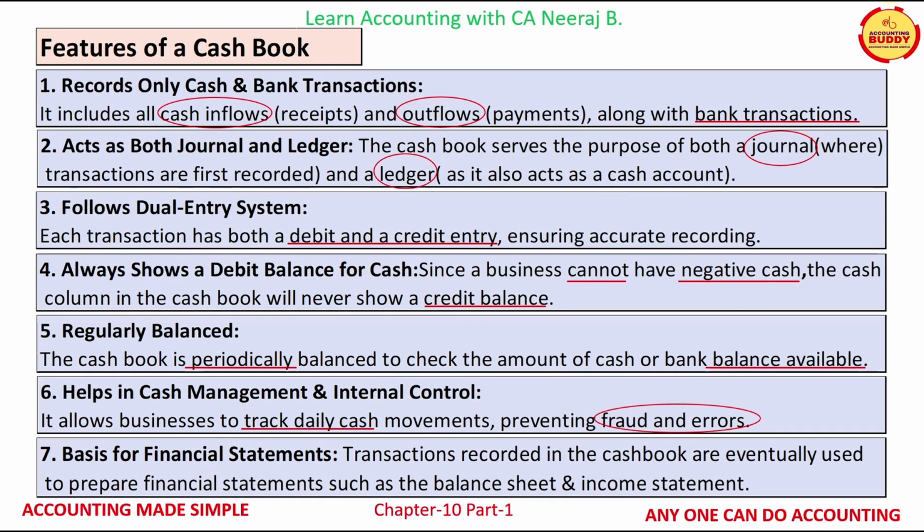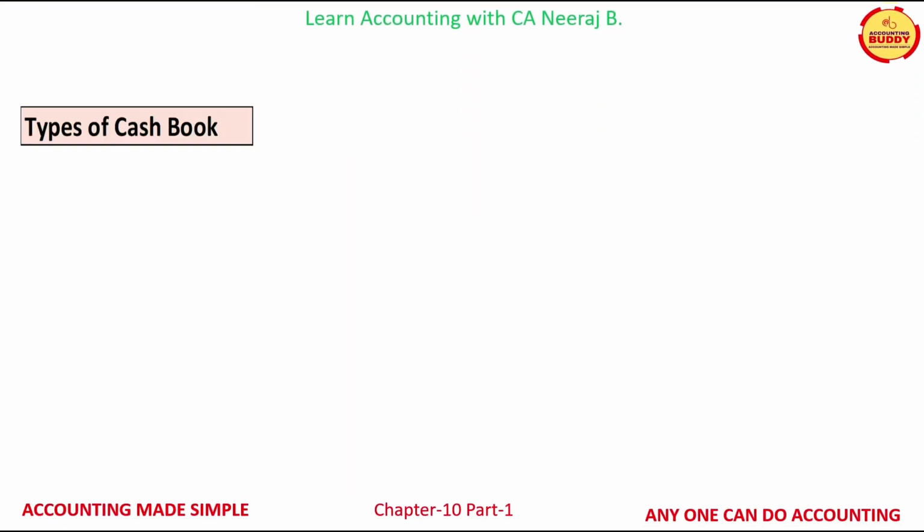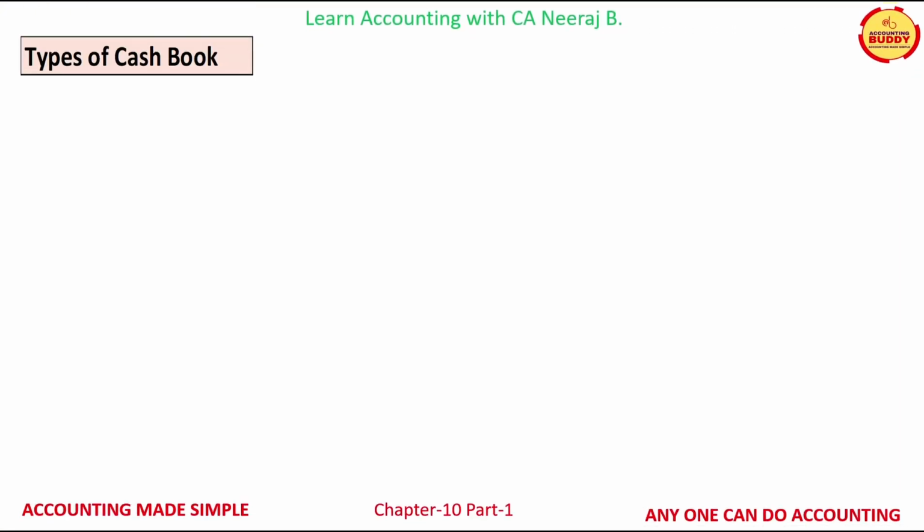Feature number 7 is cash book is basis for preparing the financial statements. Transactions recorded in the cash book are eventually used to prepare financial statements such as balance sheet and income statement. Let us now learn about type of cash books.